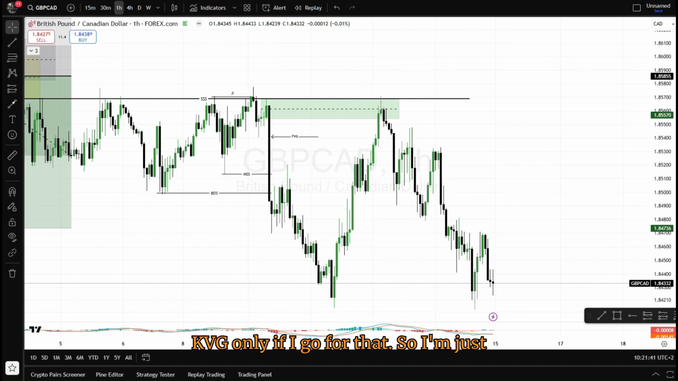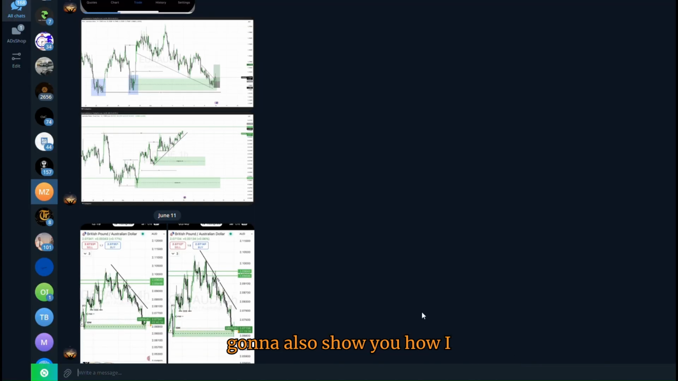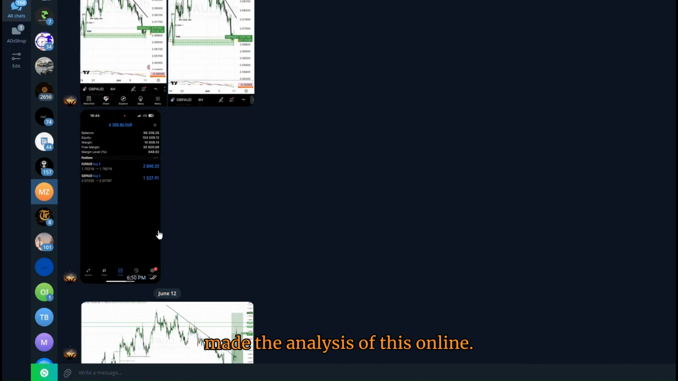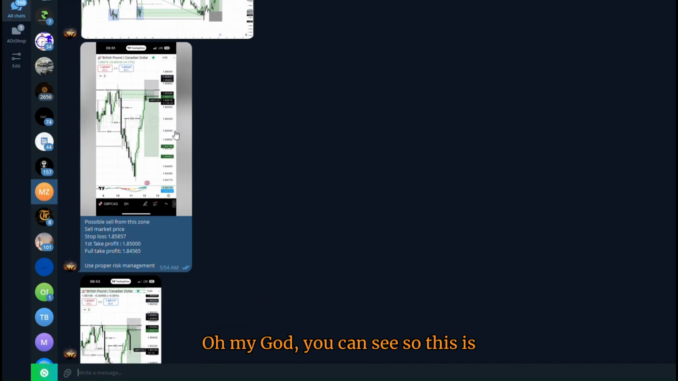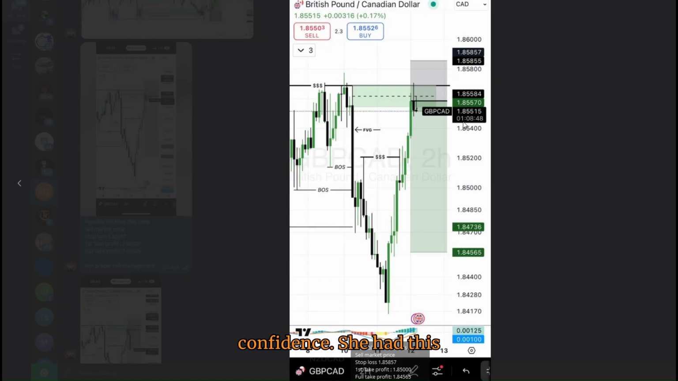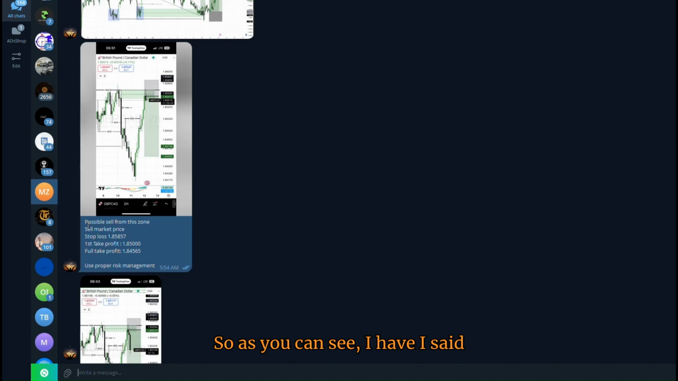Before I go further, I'm just going to show you how I made the analysis of this on my channel. You can see this is part of the trade I took. This was the trade exactly. As you can see, all our confluence here, this liquidity, this FVG, price came here and started dumping. I said here a possible sell from this zone, sell at market price, stop loss was this place right here. First TP was here and the full TP was here.